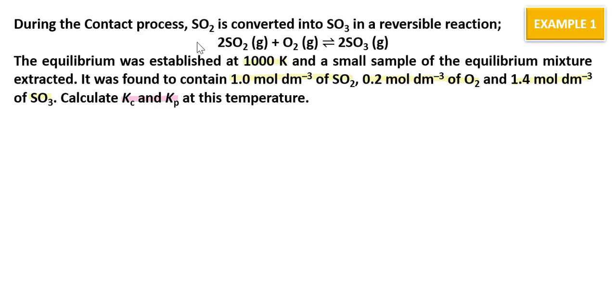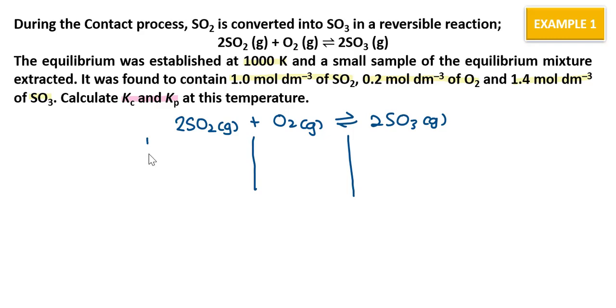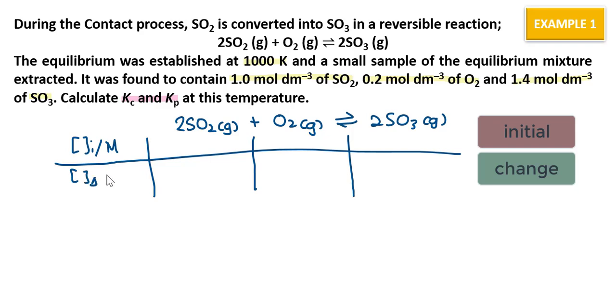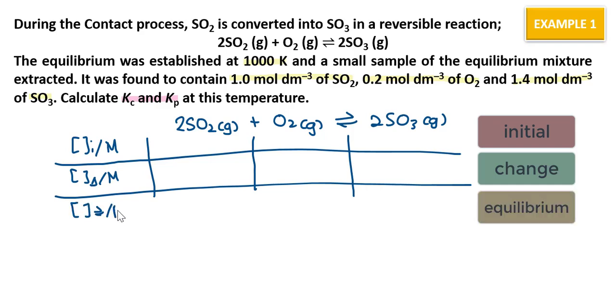So first step, write down the balanced equation, right? So we are going to write down again the balanced equation, and then construct the reaction table. Since here we have the concentration of each species, we are going to use the reaction table in terms of concentration first. So we have the initial concentration in molar, concentration change also in molar, and last but not least, the concentration at equilibrium also in molar.